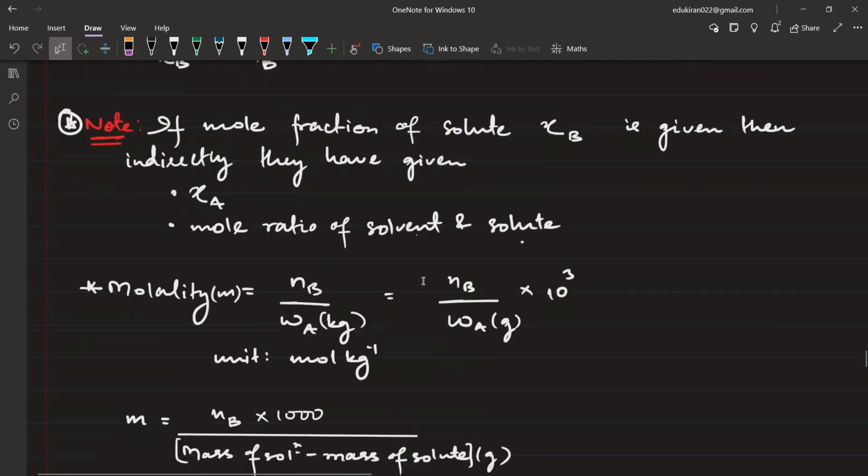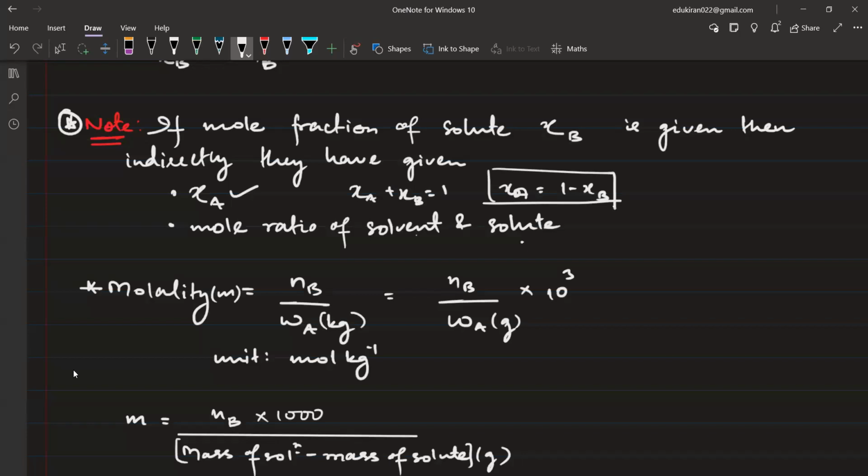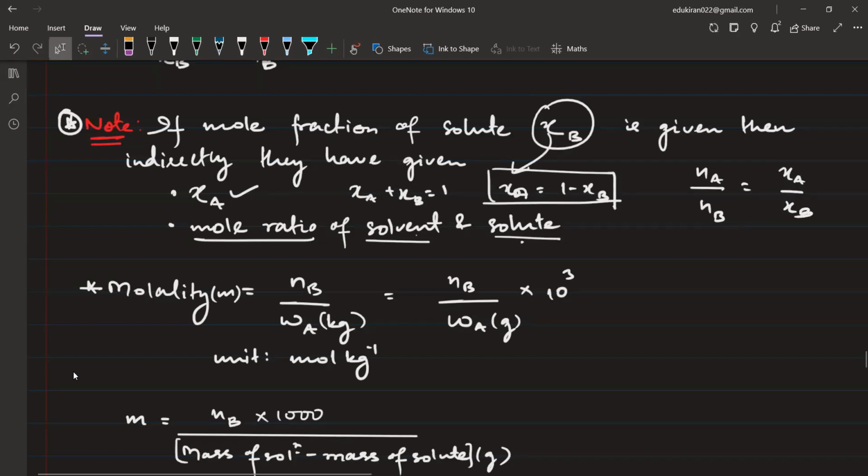So let's see next. If the mole fraction of solute is given, then they have indirectly given the chi-A. कैसे chi-A मिलेगा? Since chi-A plus chi-B is equal to 1, we can write chi-A is equal to 1 minus chi-B. So if they have given you the mole fraction of the solute, that means they have also given you the mole fraction of solvent, and the mole ratio of solvent and solute. है ना? जैसे कि chi-B दिया है तो उससे chi-A आ जाएगा. Chi-A आ जाएगा तो फिर आपको Na upon Nb will be equal to chi-A upon chi-B. So you will also get the mole ratio of solvent and solute.